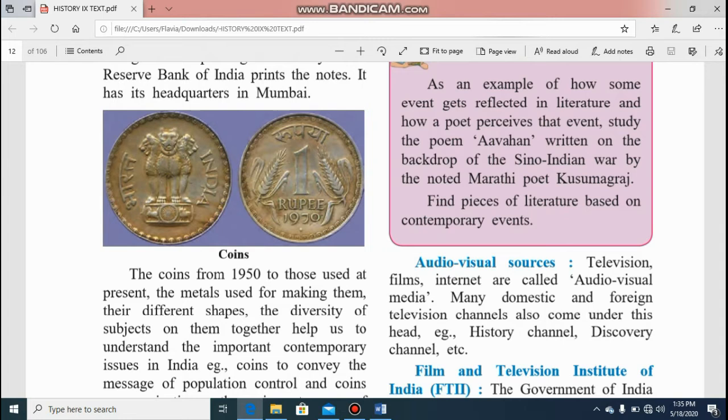Coins change so many hands. Thus, any message engraved on it reaches the masses. Therefore, you see the corns engraved on the 1 rupee coin. This shows respect to all farmers, as ours is an agricultural country. The message of population control is also engraved on some coins, thus making coins an important means to communicate and also an important source to study history.